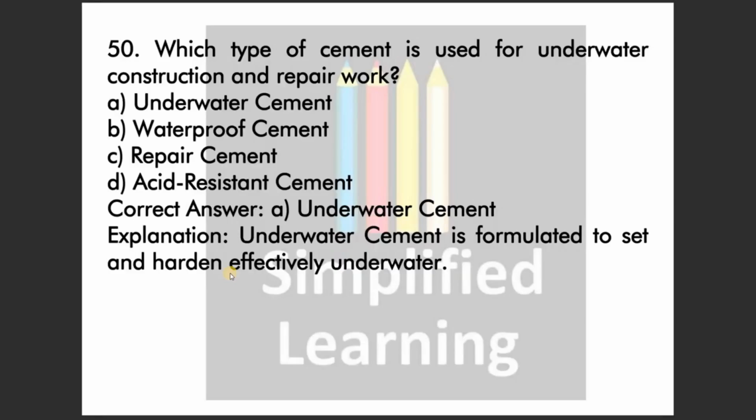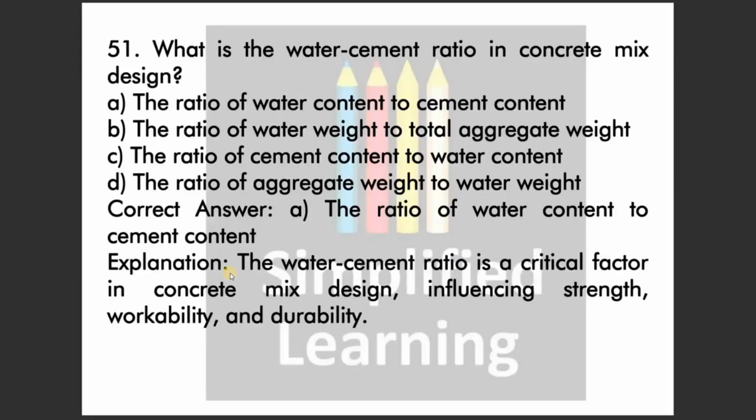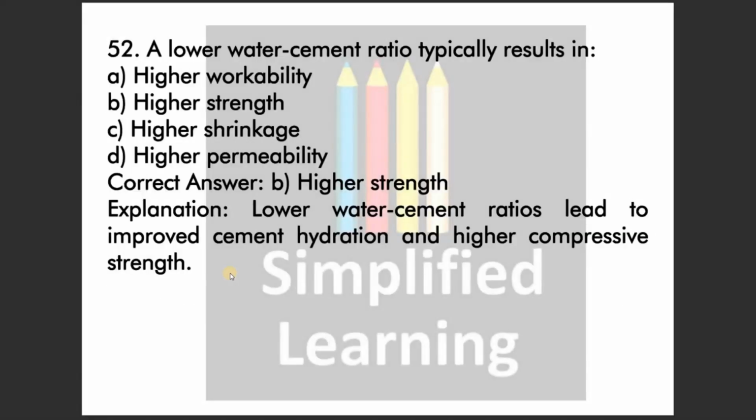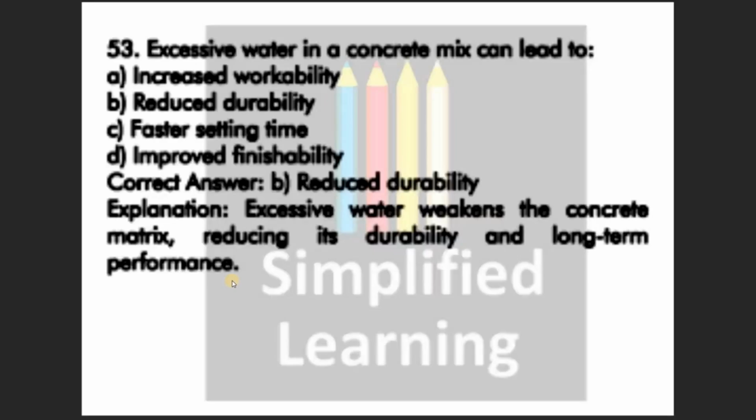Then which of the cement is used for underwater construction and repair work? The answer is going to be underwater cement. Then what is the water cement ratio in concrete mix design? Okay, it is the ratio of water content to cement content, right? Whenever we are fluctuating the water cement ratio, we are going to fluctuate the workability, the strength and durability of the concrete. Then a low water cement ratio typically results in higher strength. Okay, a lower water cement ratio leads to improved cement hydration and increased compressive strength.